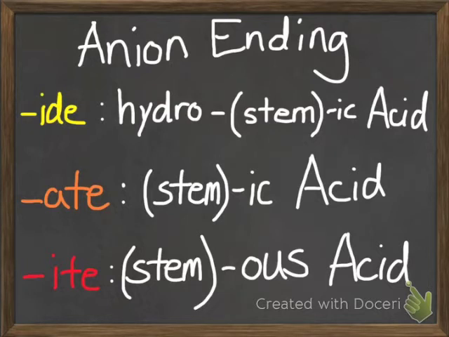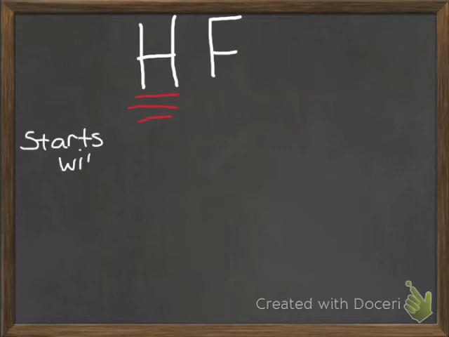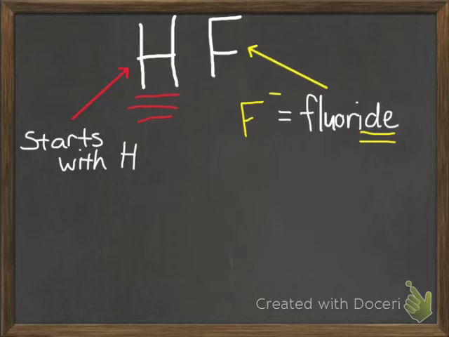But let's look at some other examples of those. So here we have HF. It starts with H, so we can automatically conclude that we're going to name this as an acid. Then we look at the anion.